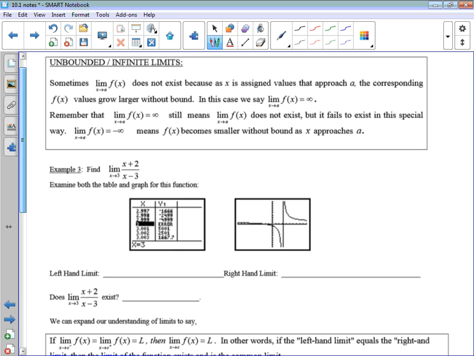All right, guys, so infinite limits. This is if you have an asymptote.